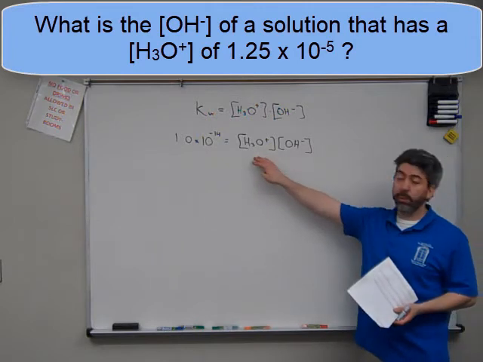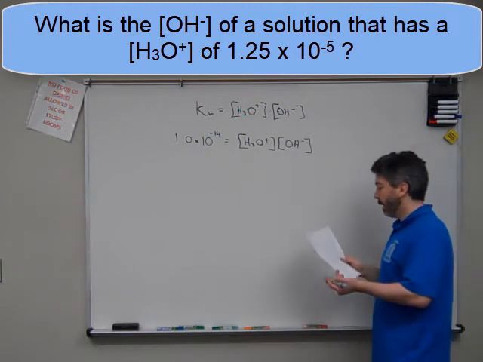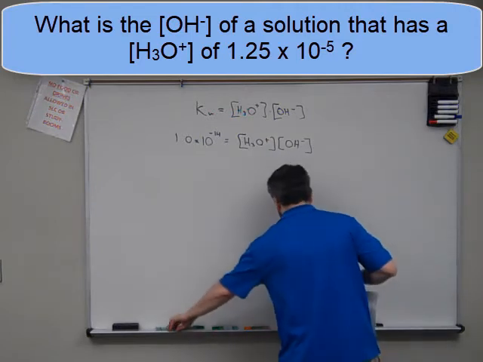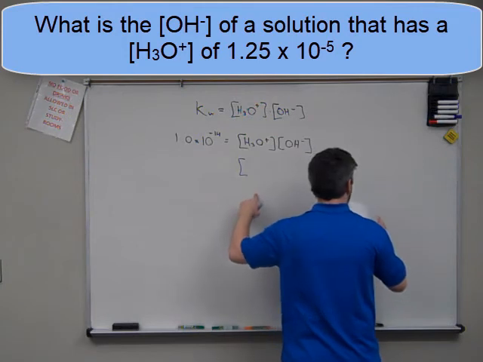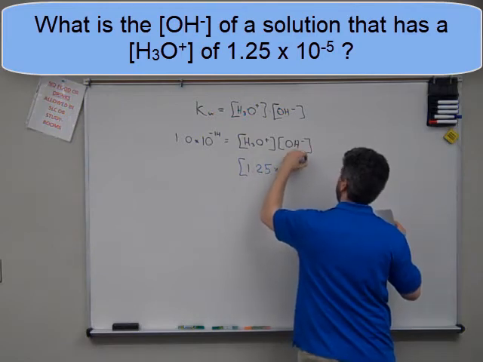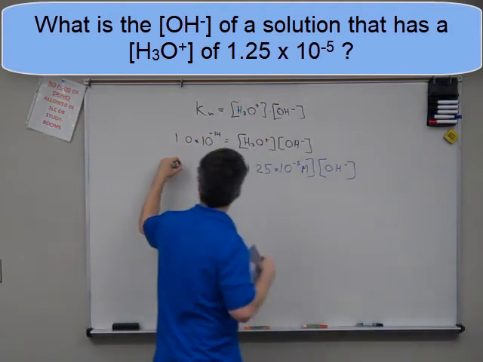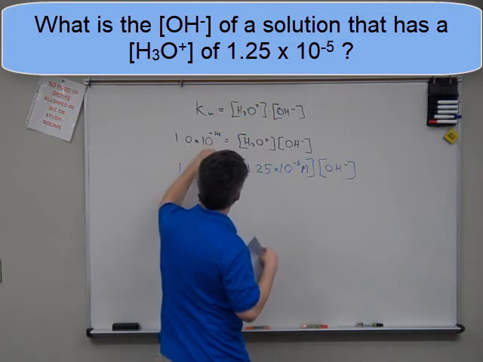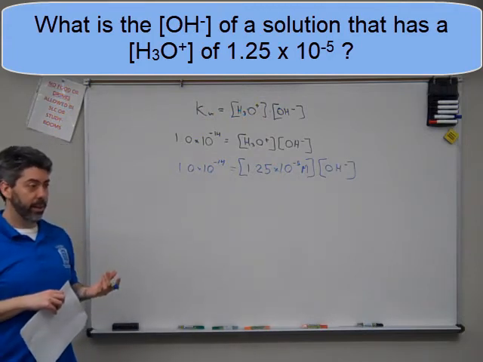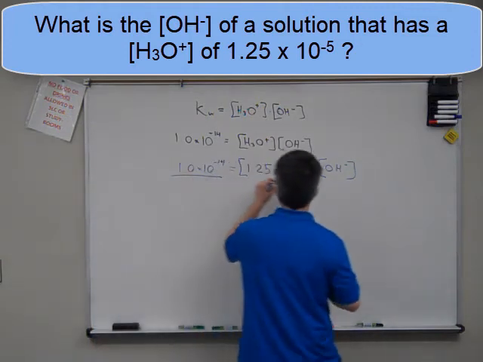Now you can plug in the value of H3O plus first, or we can just solve this equation generally for OH minus. It doesn't matter. In this case, I'll just go ahead and plug in the value for H3O plus. So this will be 1.25 times 10 to the negative fifth times the OH concentration is equal to 1.0 times 10 to the negative 14. If I want to solve for the OH minus concentration, what do I need to do? Divide what? Division. This one division. So I divide both sides by what?